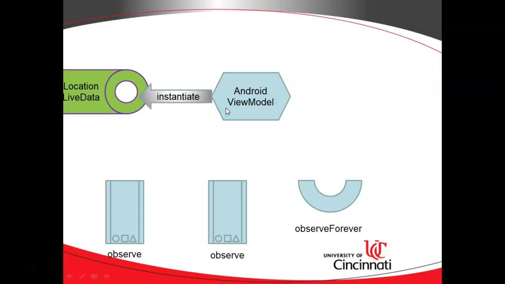So what happens is the Android view model will instantiate a class that we're going to design called location live data, and then it will make that available essentially as a member attribute, something that can be seen by other things like our activities that are going to be observing on the GPS.